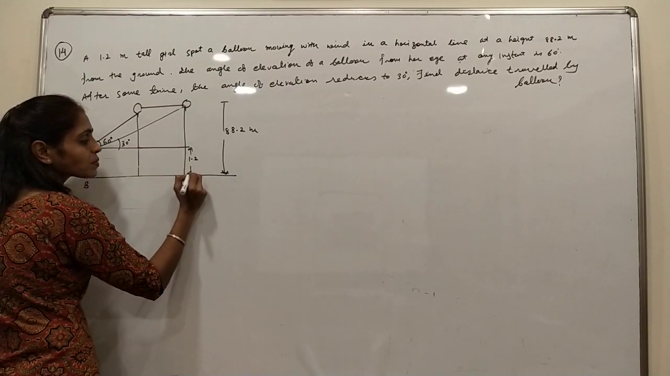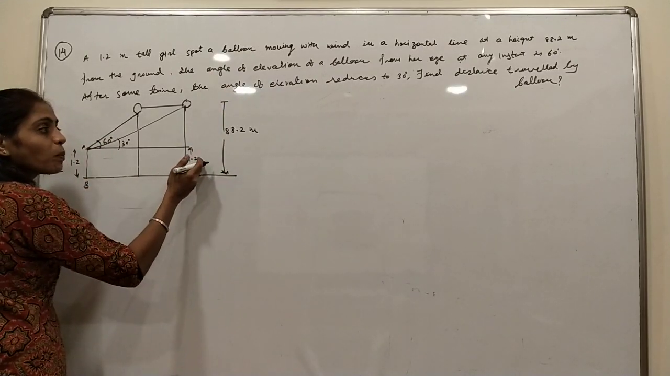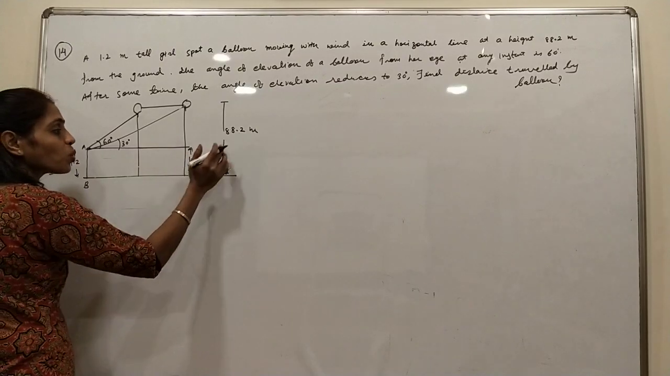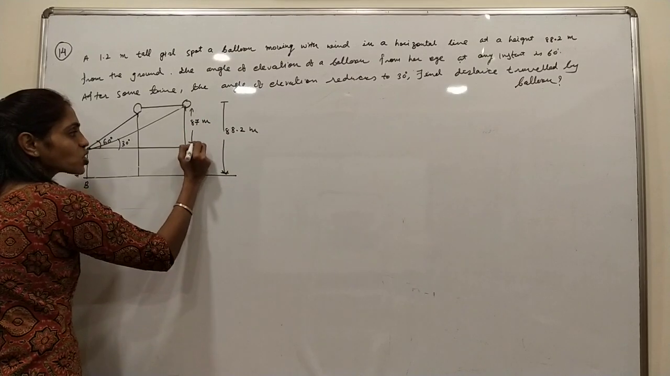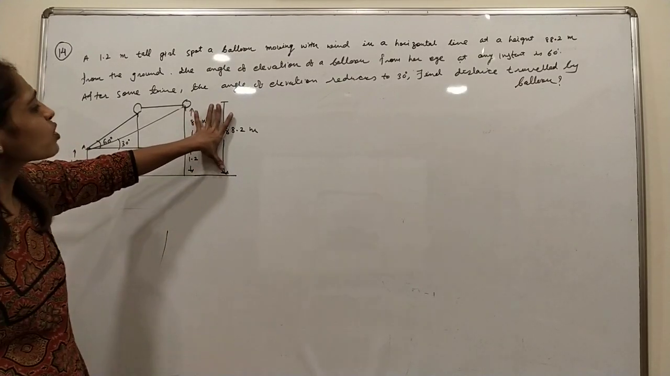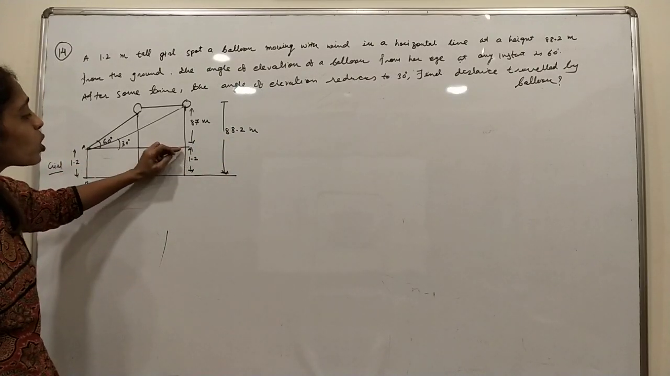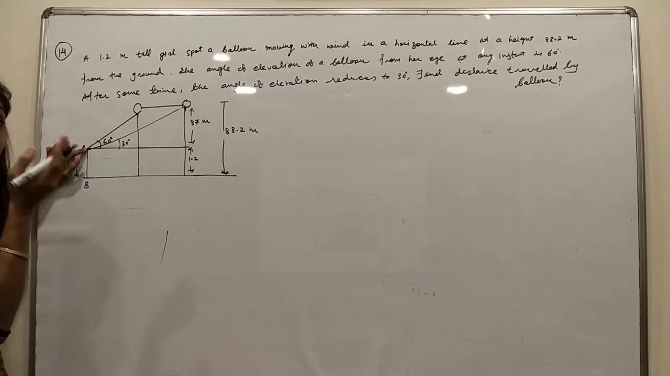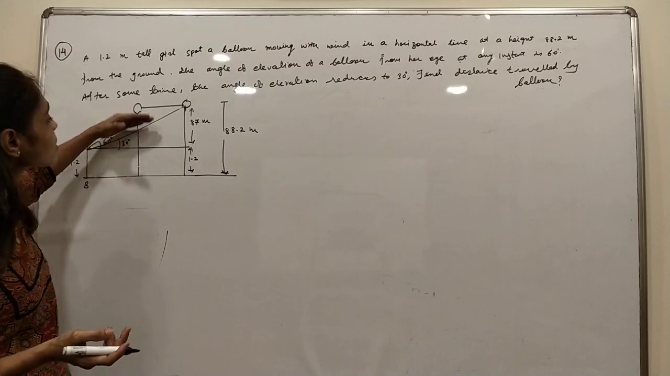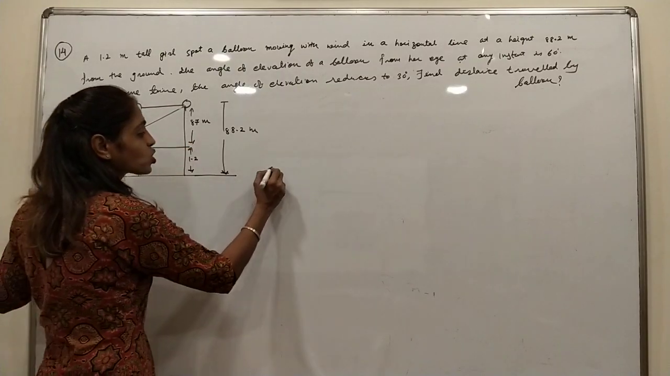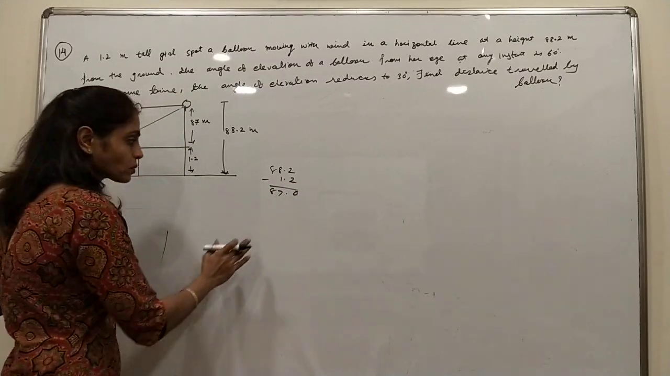Now 88.2 minus 1.2, that is 87 meter. This much distance. Got it? The height of the balloon from the ground is 88.2, but the height of the girl is 1.2. So she is observing from her eye. So the distance from her eyesight to the balloon's height is 88.2 minus 1.2, that is 87.